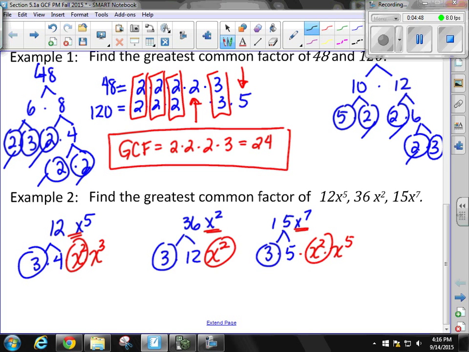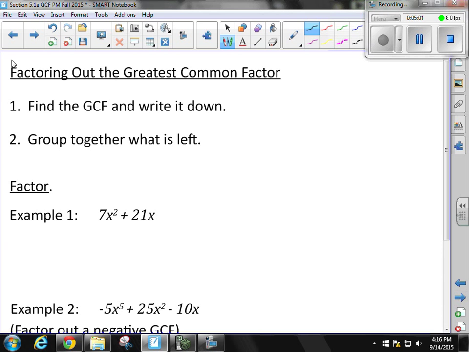So to find the greatest common factor, we write down what they have in common, 3x squared. That's what all of those terms have in common. When you're factoring out the greatest common factor or writing down all of the factors, the first step is to find the greatest common factor and write it down, and the second step is to group together what is left.